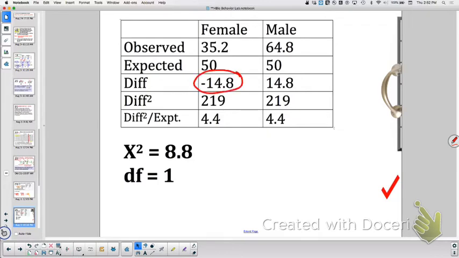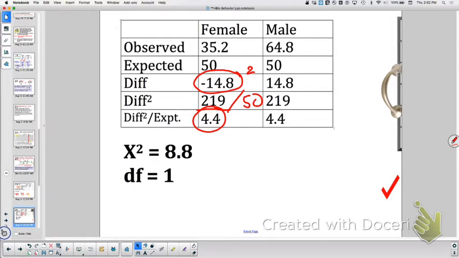Look up here just for a minute. What would I have to do to that 14.8 number? Square it. Now I get 219, which I have to put over what I expected. What did I expect? 50. So what is this one right here? 4.4. Now let's do it for the male.